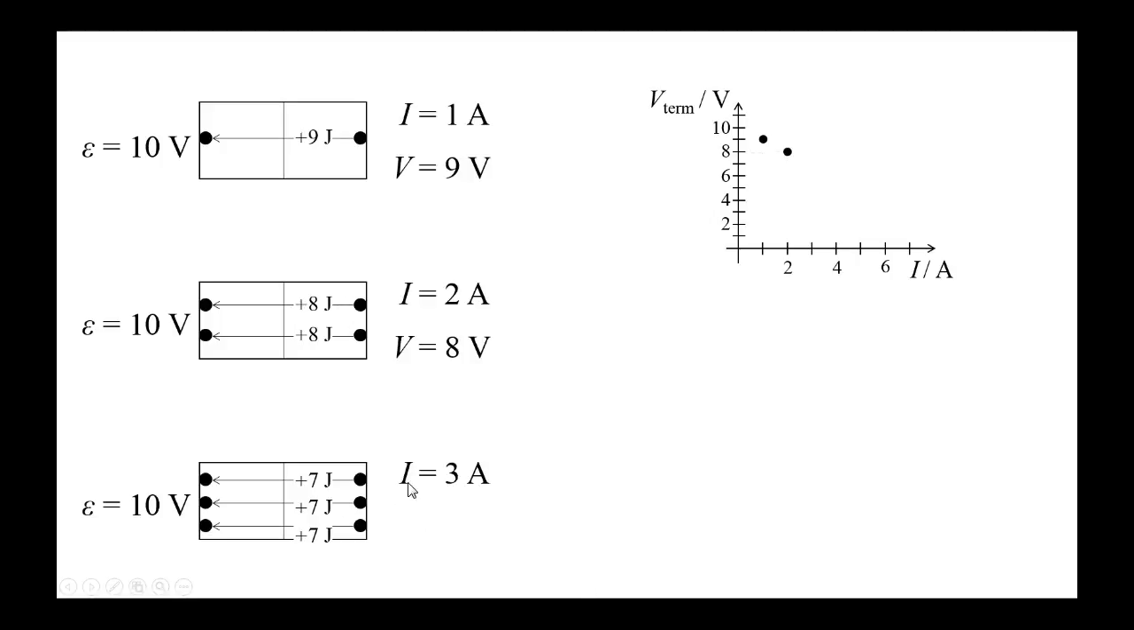And then finally we had 3 amps going through, and each coulomb only got 7 joules, so 7 joules per coulomb, 7 volts. Look at the graph, 3 and 7, make a data point. The trend you can see on the graph is a straight line with negative slope. Where is this coming from?